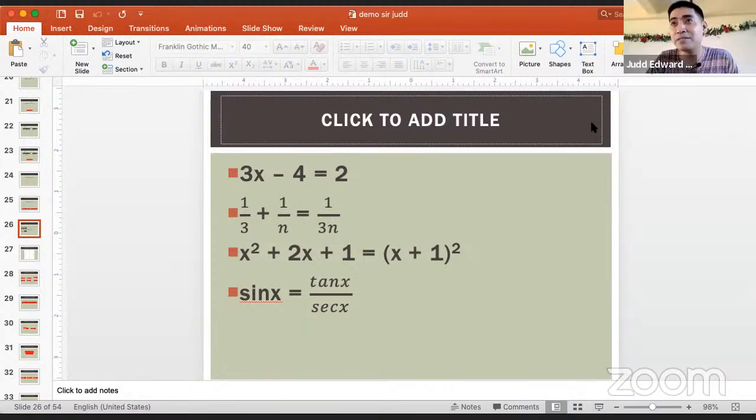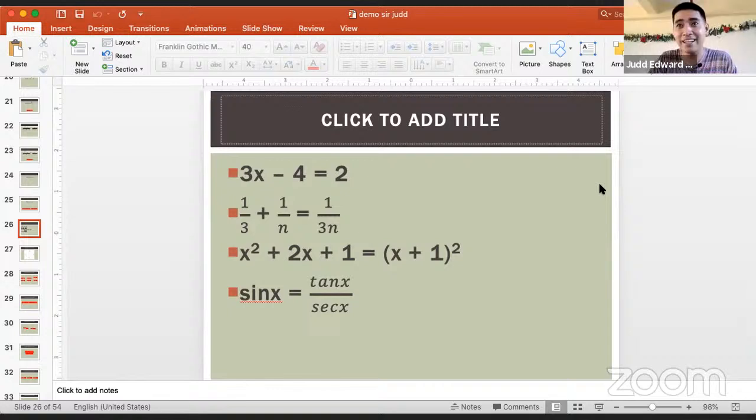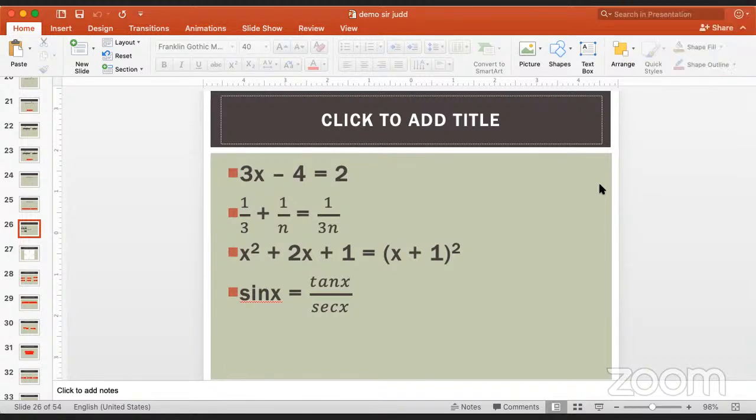Okay. For the second one, Mr. Leonardo, 1/3 plus 1 over n is equal to 1 over 3n. Is this conditional or identity? Sir, conditional po. Why? Hindi po ako sure, sir.